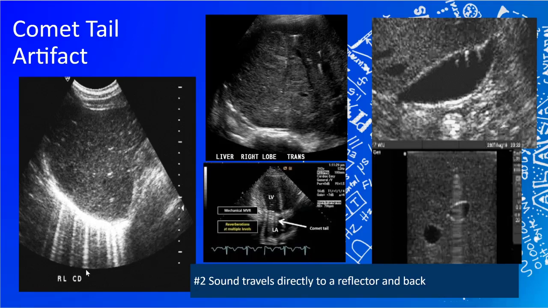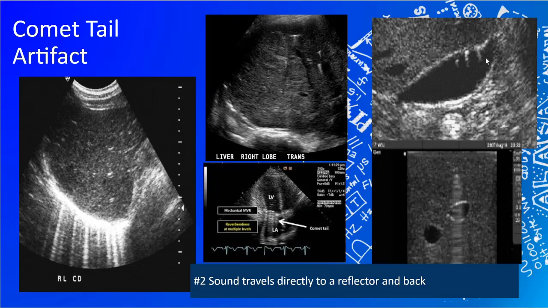Now we're going to see these comet tail artifacts quite often in the setting of air. So that might be air in the lungs, as we're seeing in this picture here. Or in this picture here, we have air in the lungs around the heart. This example here is showing air in the biliary tree. So we're getting these little comet tail artifacts because of the air that's within the liver. This example here is air within a needle. So we're seeing that comet tail artifact come down. And then this one actually is of the gallbladder. And this one is actually showing adenomyomatosis.